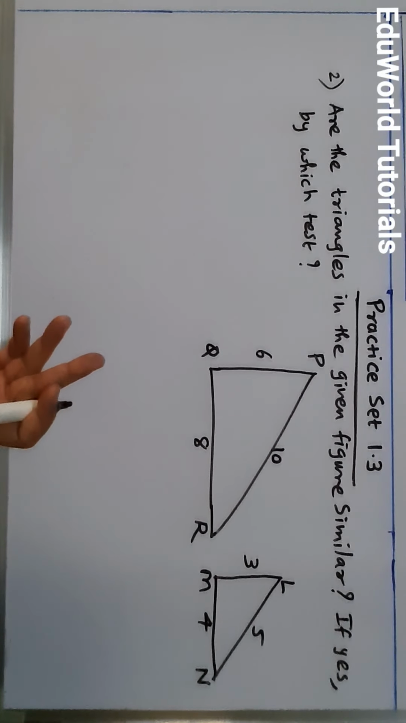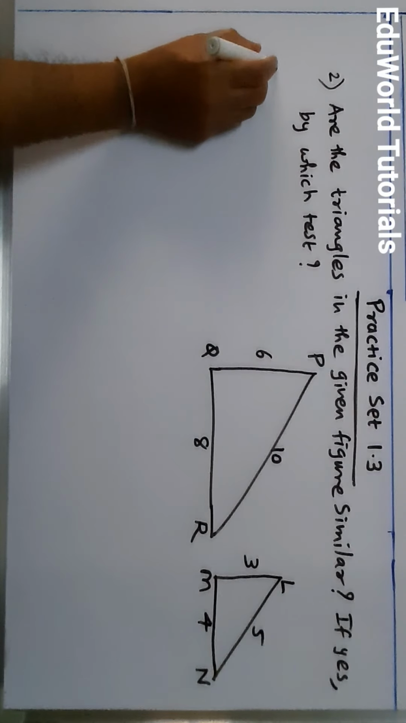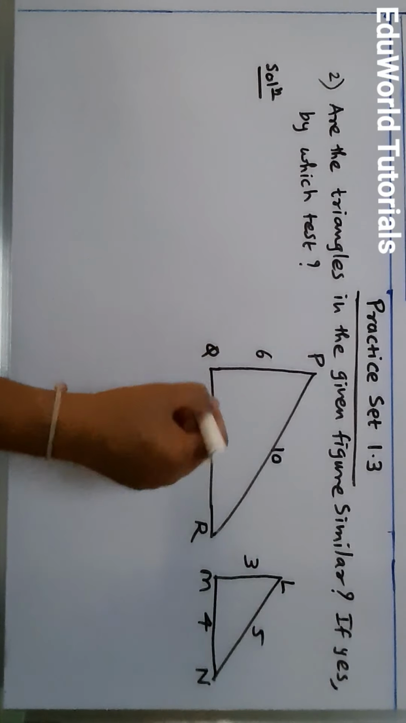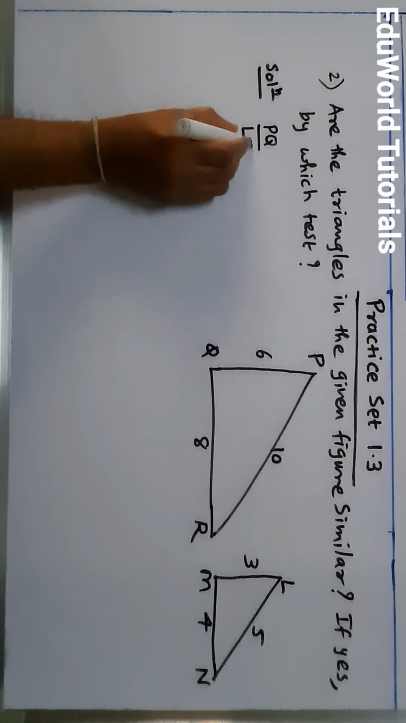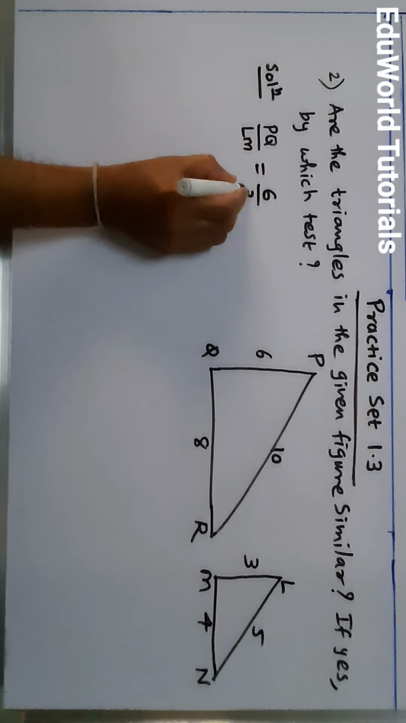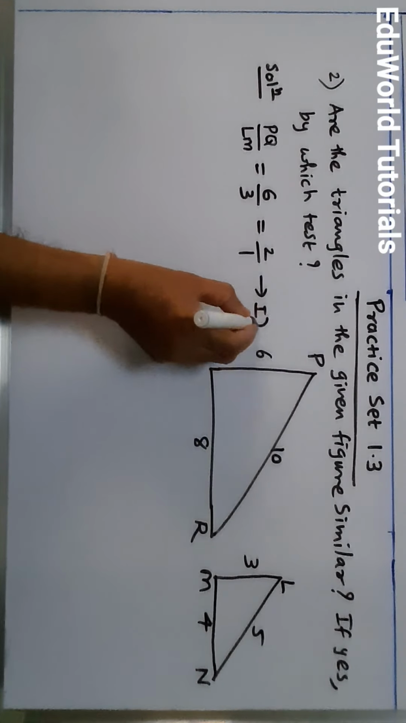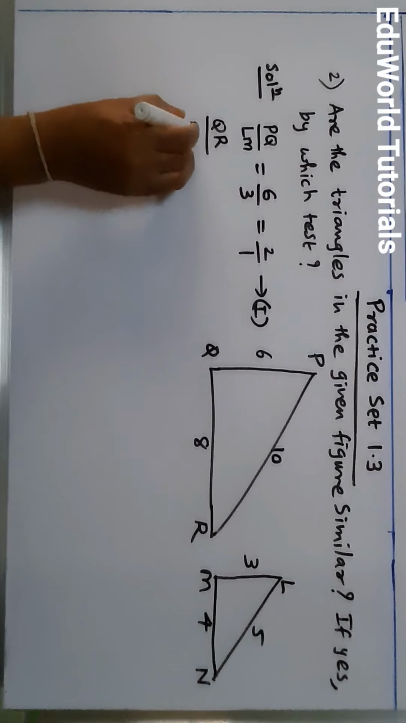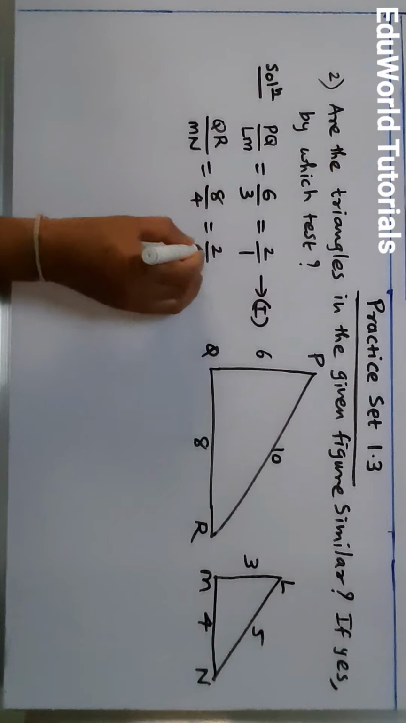Very simple. Now how to write the answer to this question? See, how to write? In the solution we write: ratio of side PQ to LM. PQ upon LM is 6/3, which is 2/1. Result number 1. Second pair of corresponding sides: ratio QR to MN. What are the lengths? 8/4. What is the ratio? 2:1.